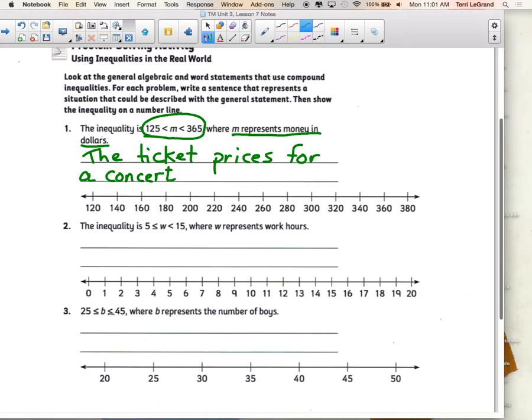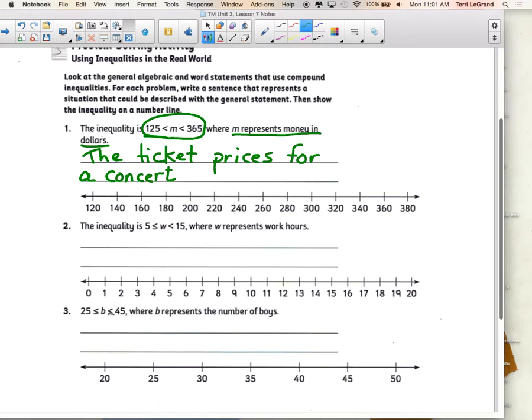$125 to $360. Okay, now are 125 and 365 included? Will there be $125 ticket prices? Is there an equal to bar there? No. Will the 365 be included? No. So we have to be really careful about our wording.